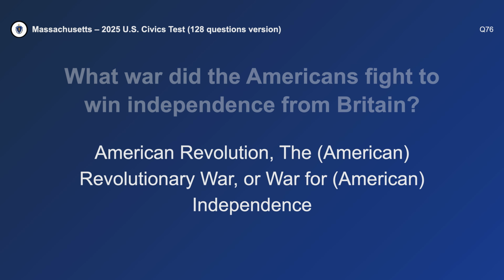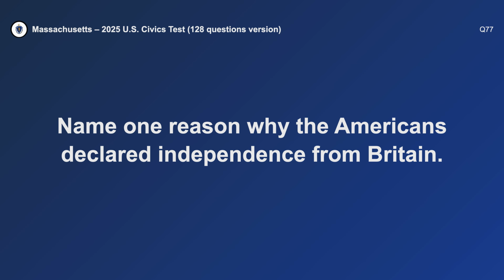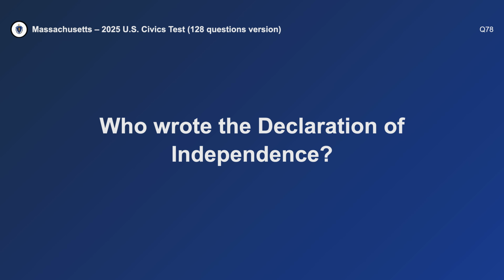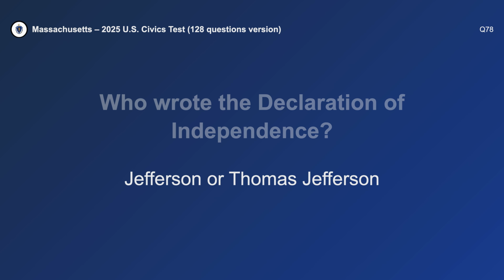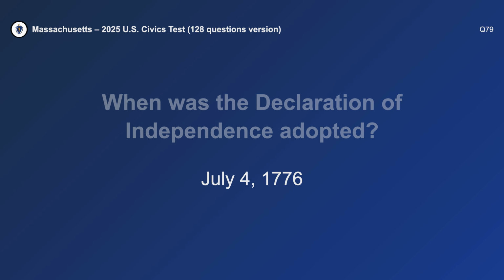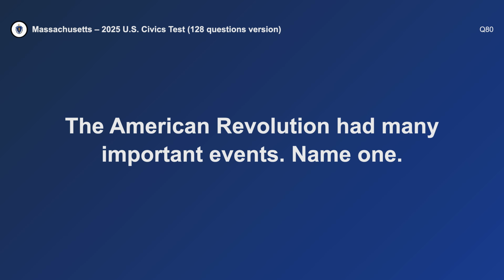American Revolution. Name 1 reason why the Americans declared independence from Britain. High taxes. Who wrote the Declaration of Independence? Thomas Jefferson. When was the Declaration of Independence adopted? July 4th, 1776. The American Revolution had many important events. Name 1.